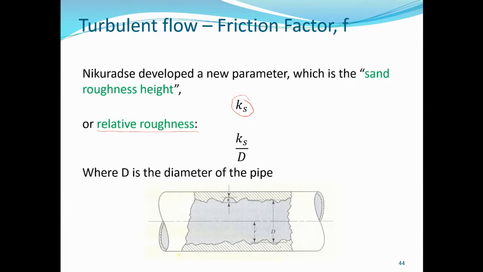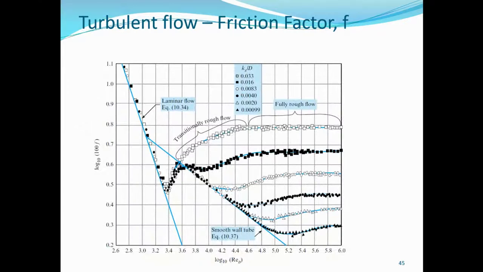If you look at it, no matter how smooth the inner surface or inner walls of the pipe appears, when you examine it under a microscope, you realize it has small undulations. So this roughness height, in some texts they use epsilon and in some they use ks. In this text we will be using ks, the sand roughness height.